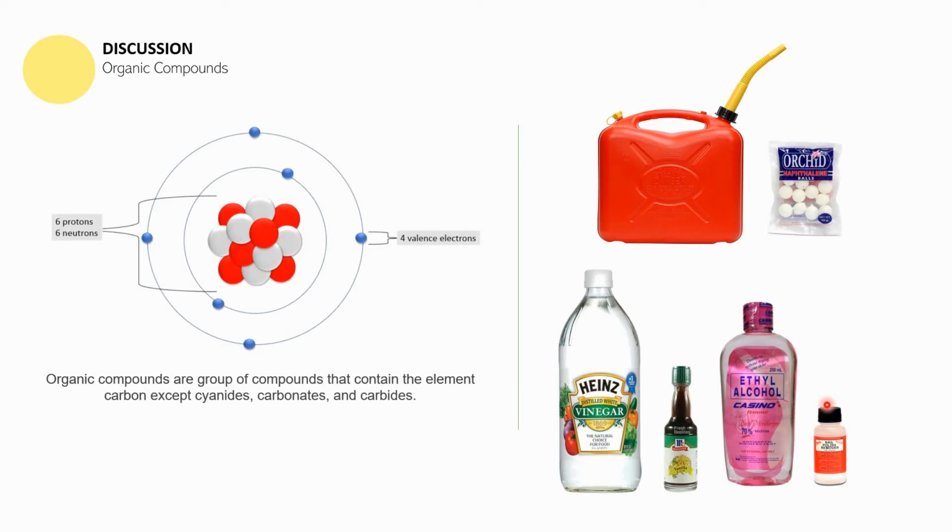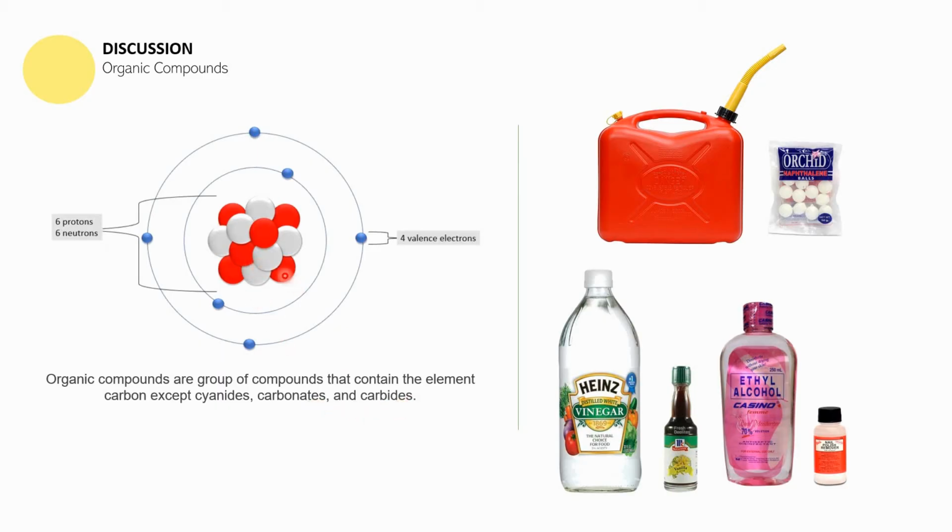Organic chemistry is a branch of chemistry that deals with, of course, organic compounds. And by saying organic compounds, we are talking about a group of compounds that contain the element carbon, except for cyanides, carbonates, and carbides.